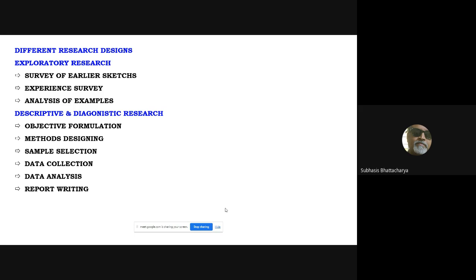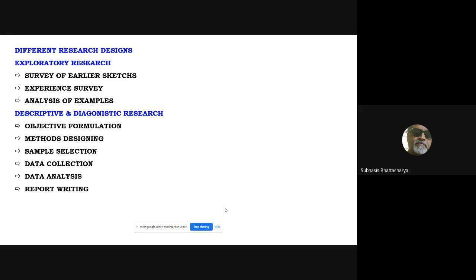So when we define research designing, there are basically three types of research designs. One is exploratory research studies, another is descriptive or diagnostic research studies, and another is hypothesis testing research studies, which I am not discussing here.